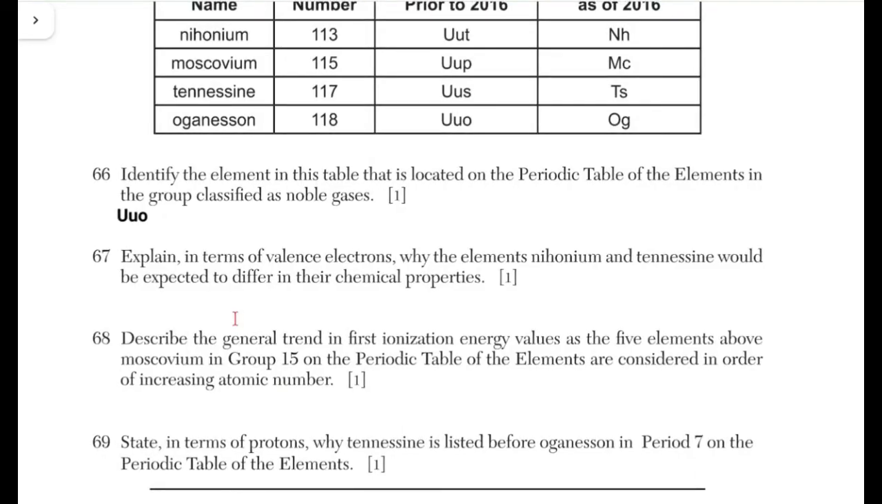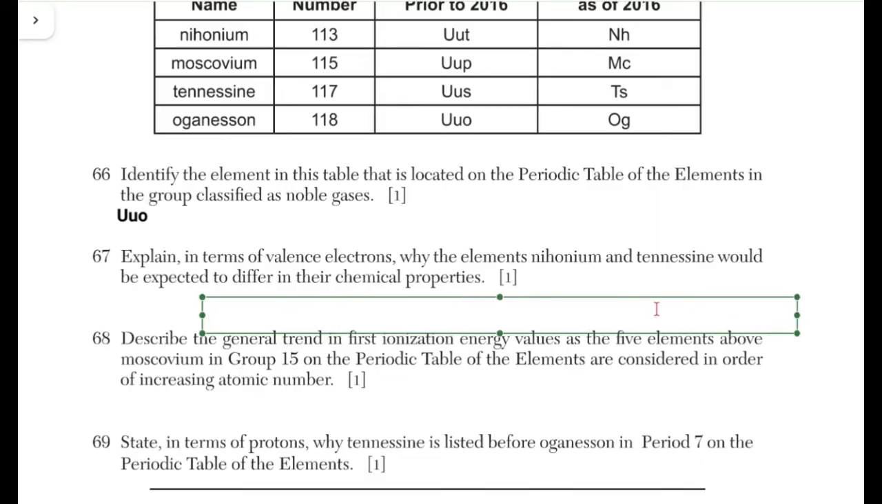Explain in terms of valence electrons why the elements nihonium and tennessine would be expected to differ in their chemical properties. Nh is nihonium and Ts is tennessine, which belong to group 13 and 17 respectively. Since they belong to different groups, they will have a different number of valence electrons, which means that they will have different chemical properties.